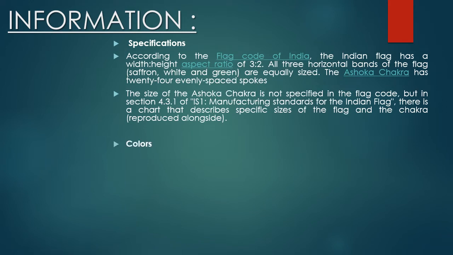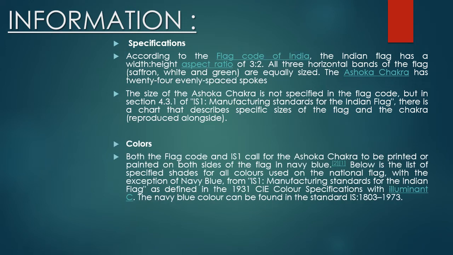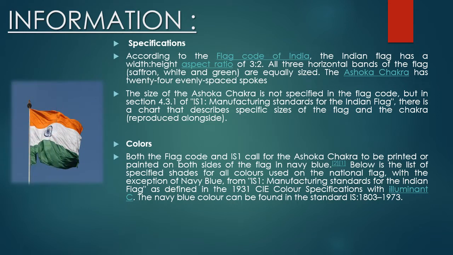Specification. According to the Flag Code of India, the Indian flag has a width to height aspect ratio of 3:2. All three horizontal bands of the flag, that is saffron, white and green, are equally sized. The Ashoka Chakra has 24 evenly spaced spokes.